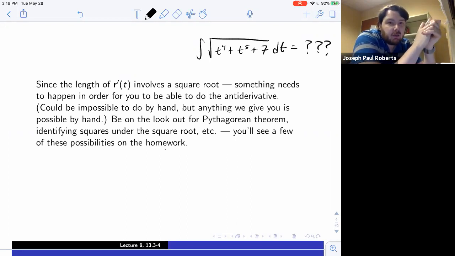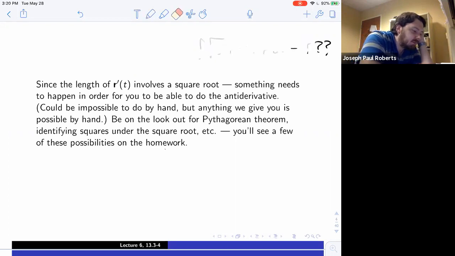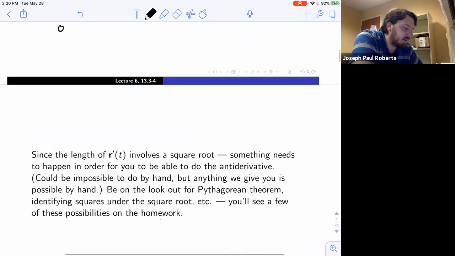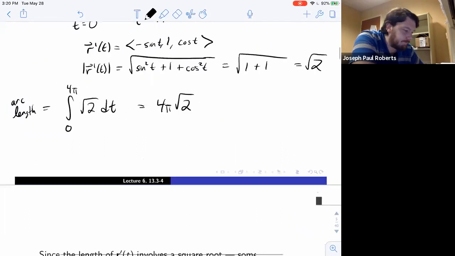And so something like this, I can't get a substitution to work out because I don't have the derivative of the inside function. And so basically what that means is that any arc length question we ask you to do, there's going to have to be some trick that works. So for example, this Pythagorean theorem for cosine squared and sine squared, that comes up fairly often, so be on the lookout for that.